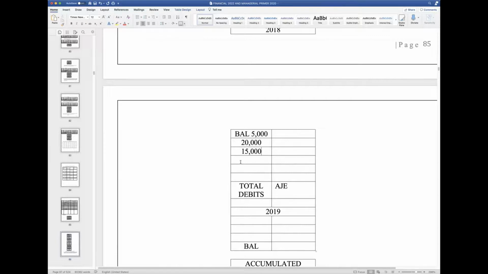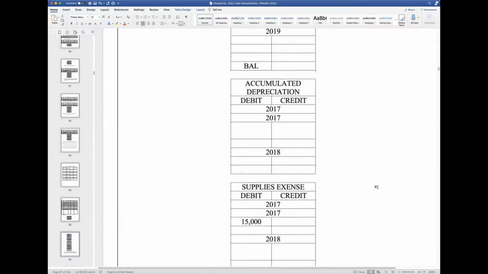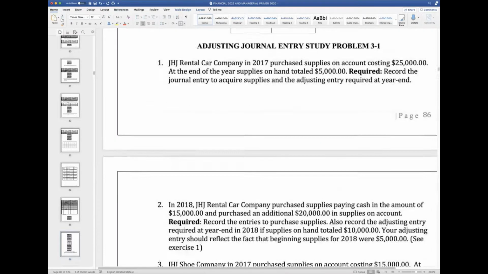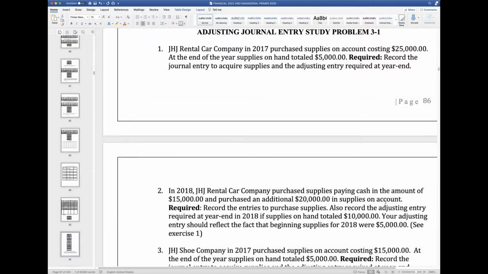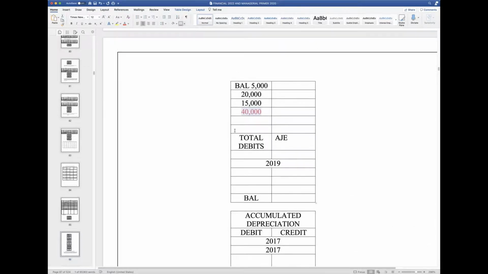So the supplies that we had available during the year totaled $40,000. This is the next year, 2018. So we had supplies available of 40,000. As we look in the problem, it says that the supplies on hand total $10,000. Okay. So they're saying that our balance at the end of 2018 is $10,000.